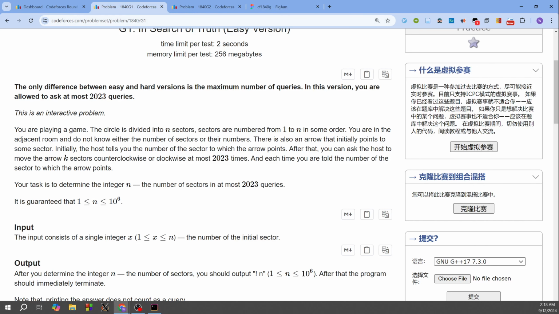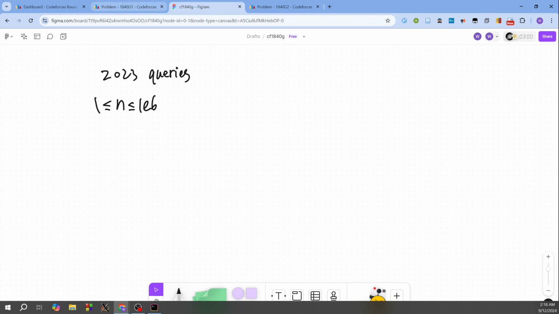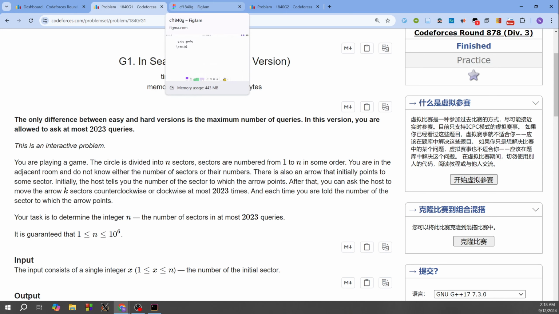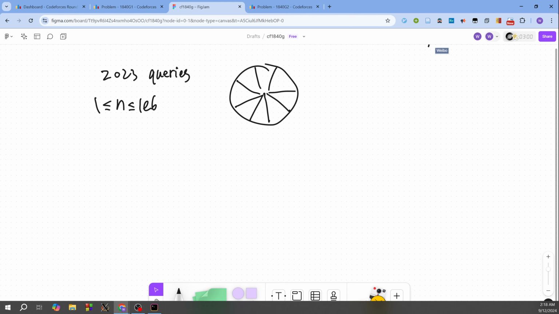Okay, let's dive into the problem first. These two problems share basically the same configuration. It has a wheel that can spin freely, and this wheel is divided evenly into n sectors. In these n sectors, there's a permutation of 1 to n filled into the sectors.